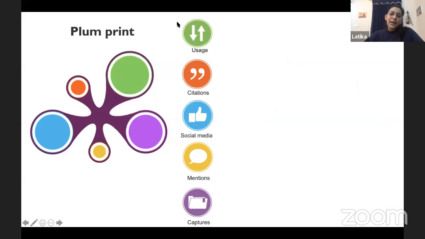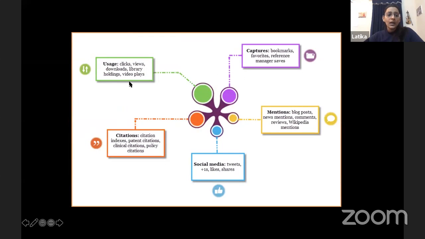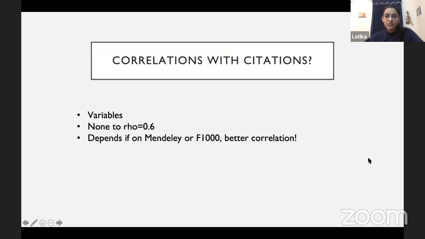And further, the metrics here are slightly different than Altmetric's: you have usage, citations, social media, mentions and captures, and this is the typical appearance of a PlumX tool. Usage involves clicks, views, downloads, library holdings. Captures is more important. They say that this is more closely related to citations later on. It correlates because this is if someone bookmarks your research or has marked it as a favorite or has saved it. So it's more likely they're going to go back to it. They want to refer to it again and they may cite it. And then mentions like blog posts and Wikipedia, and social media is separate, which makes sense. And then the citations. This includes patent citations and clinical citations and policy citations, which are very sensible measures which are missing from the other altmetric tools.